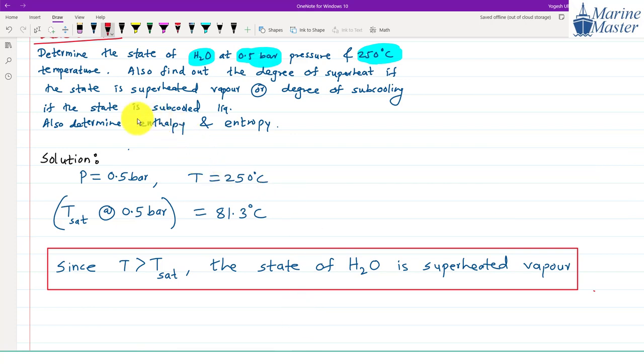Now the next thing we have to find out is the degree of superheat if the state is superheated vapor, or the degree of subcooling if the state is subcooled liquid. So which state do we have here, superheated vapor or subcooled liquid? Superheated vapor. And for superheated vapor, they are asking us for the degree of superheat.